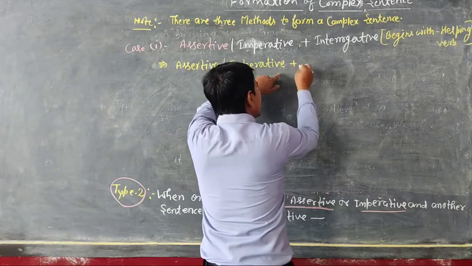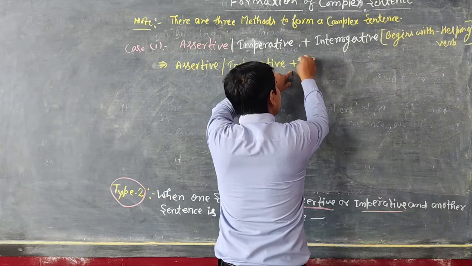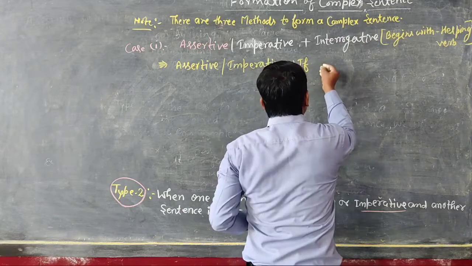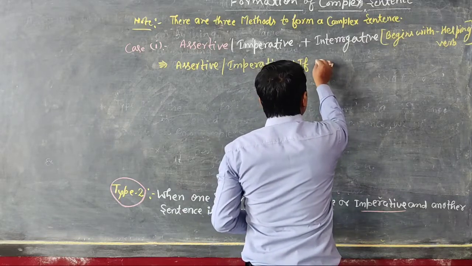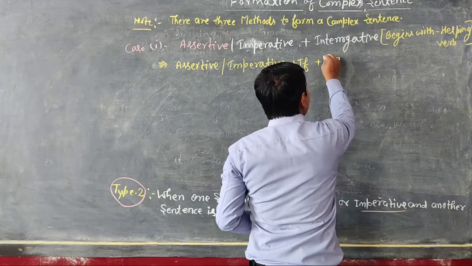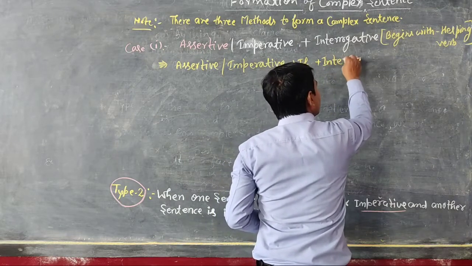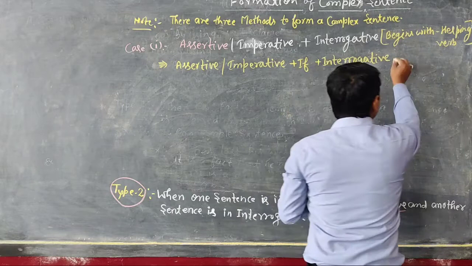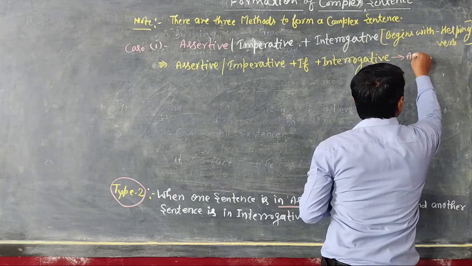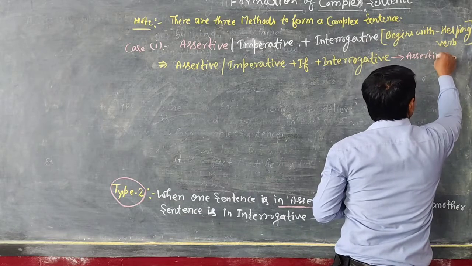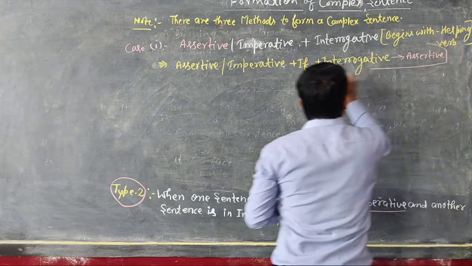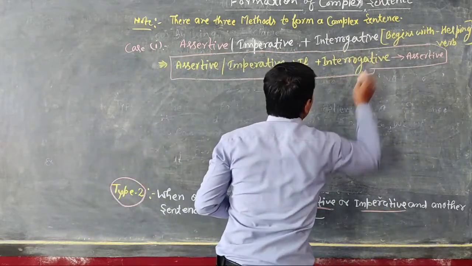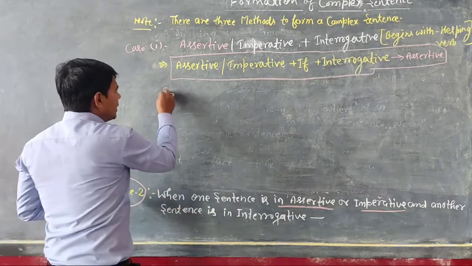Then to join both sentences we use the conjunction if. Okay, after that the interrogative sentence. Okay, this interrogative will change into assertive. Okay, so this is your structure, this is your trick that you will use. Okay, suppose that you have an example.